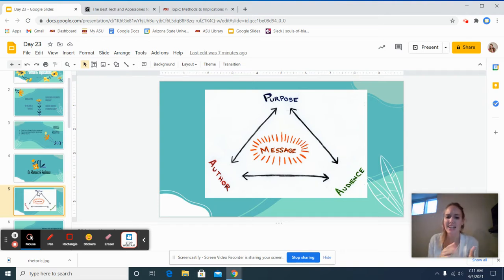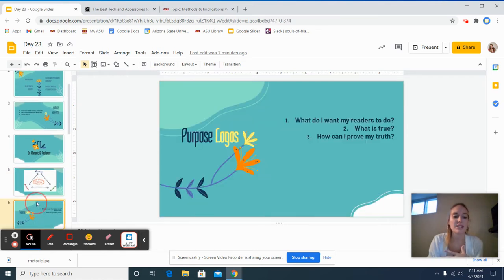And then this isn't on here, but often context is written to surround the triangle. Context is also a part of the modern rhetorical triangle. So let's go through the points as they pertain to you.